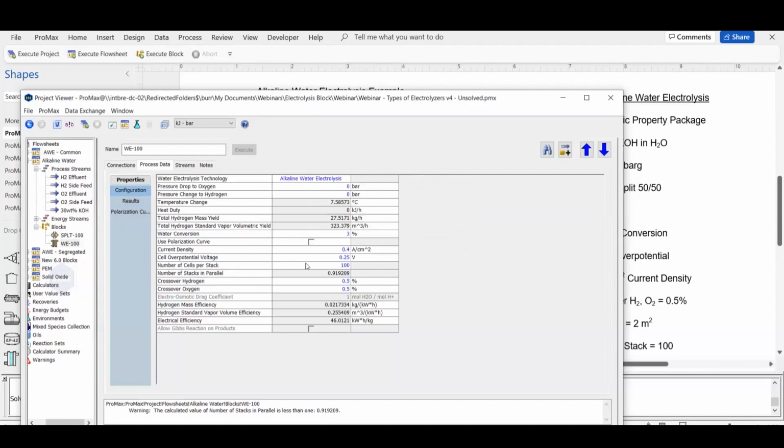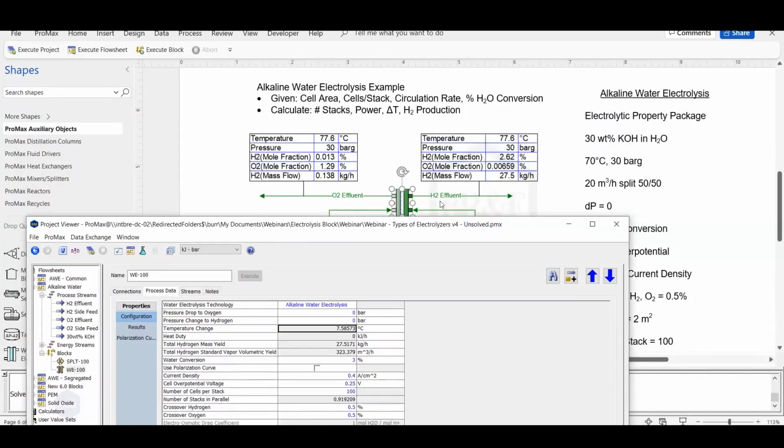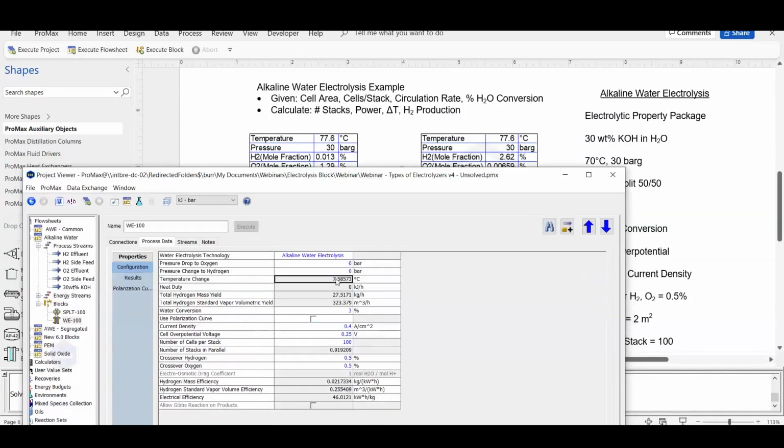And then we have some calculations that are in the configuration page. We can see the change in the temperature. You see here we're going in at 70 degrees and coming out at 77.6, and we'll have the same temperature on both outlets. This is the temperature change property we calculate. Here is the same thing, the mass and the standard volumetric flow rate yields of hydrogen, the number of stacks.